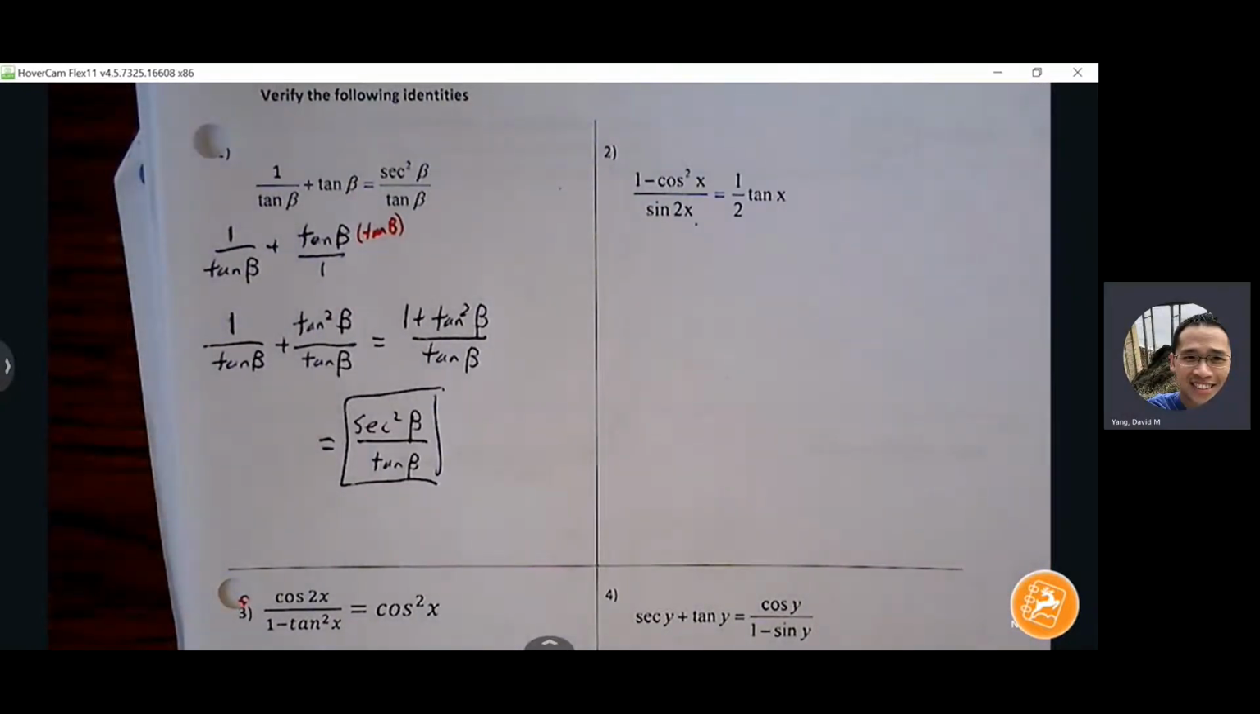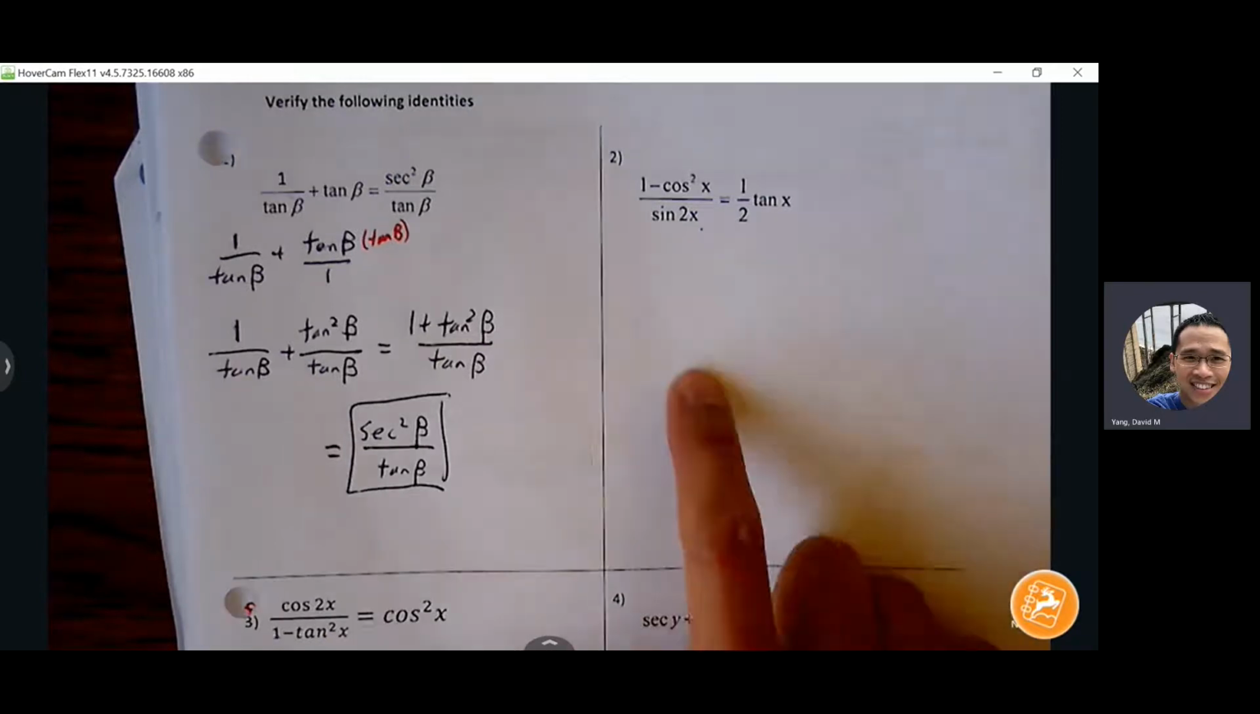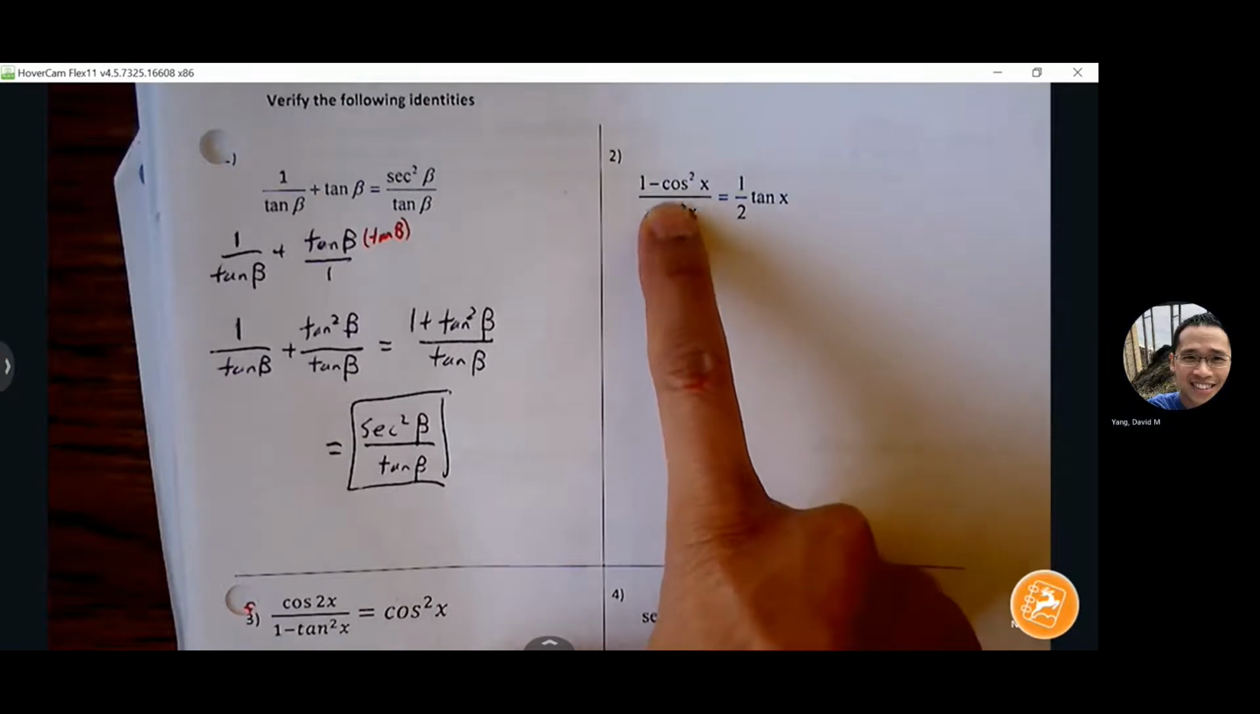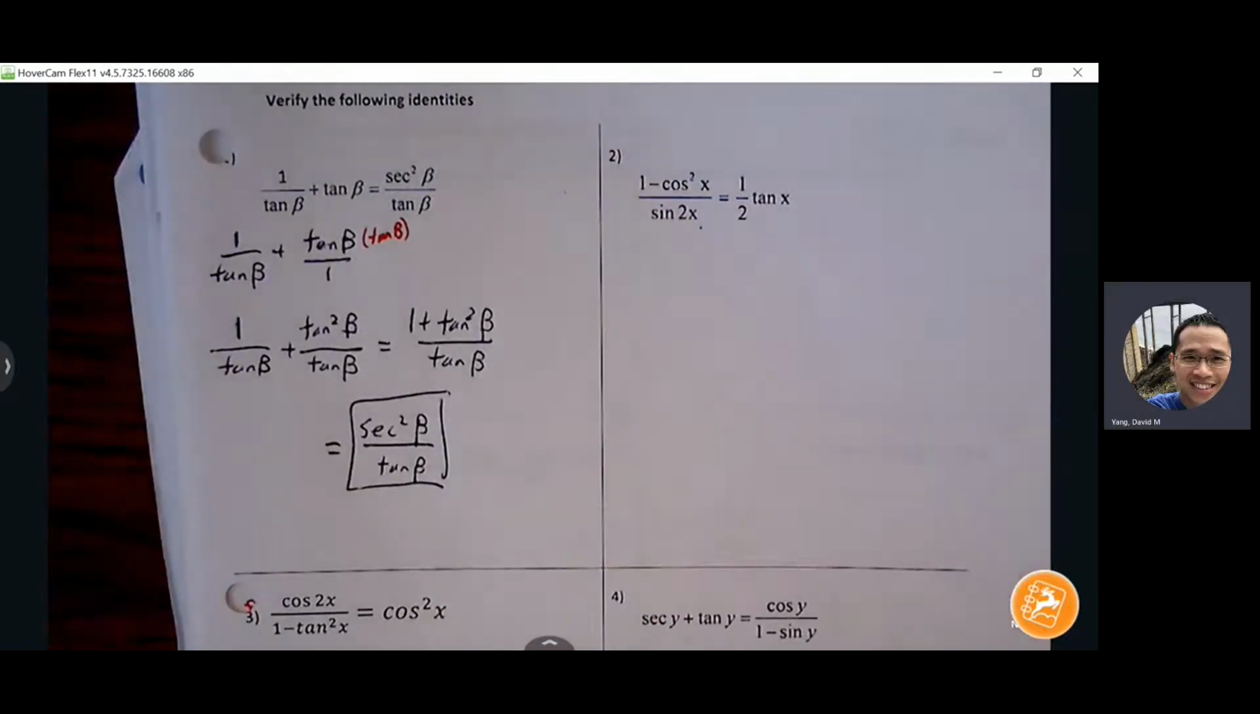Okay, any questions with 1? Okay, number 2: 1 minus cosine squared over sine 2x. Looks like we have an opportunity to expand that, right? Double angle, and then potentially an identity to use as well. Okay, give that a try.